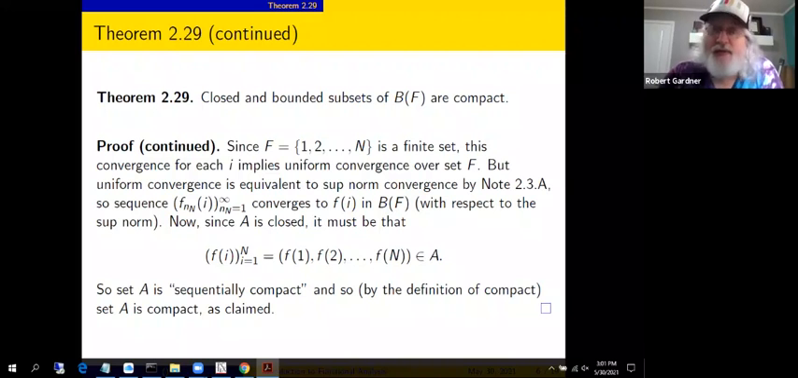We took an arbitrary sequence, and in a complicated way, we created a subsequence which converges. And so we've got sequentially compact for set A, and that's part of the definition of compact as Promislow approaches it.